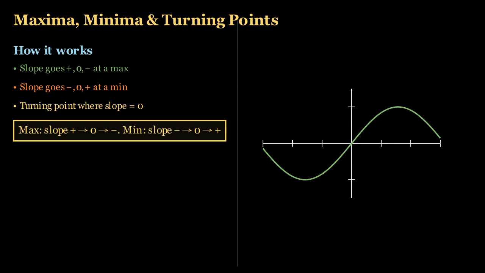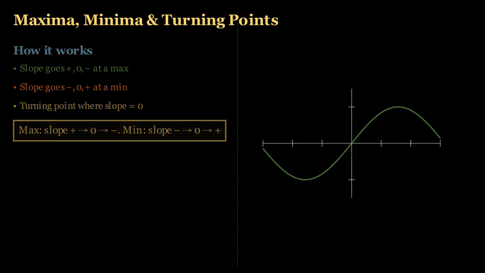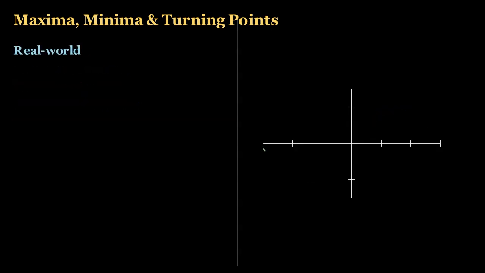Let's solve a concrete problem. Imagine you throw a ball straight up. Its height above the ground over time makes a curve on a graph, it goes up, reaches a peak, and comes back down. Suppose the height in meters is given by the expression 10t minus 5t squared, where t is the time in seconds. We want the maximum height.